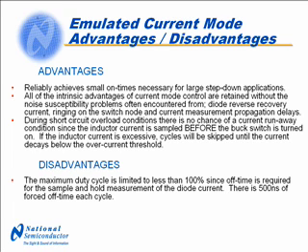In summary, the emulated current mode control offers all the advantages of conventional current mode control with the following advantages and disadvantages. The main advantage is that it reliably achieves very small on times necessary for large step-down applications. All of the intrinsic advantages of current mode control are retained without the noise susceptibility problems often encountered from the diode reverse recovery, ringing on the switch node, and the current measurement propagation delays. During short circuit overload conditions, there is no chance of current runaway, since the inductive current is sampled before the buck switch is turned on.